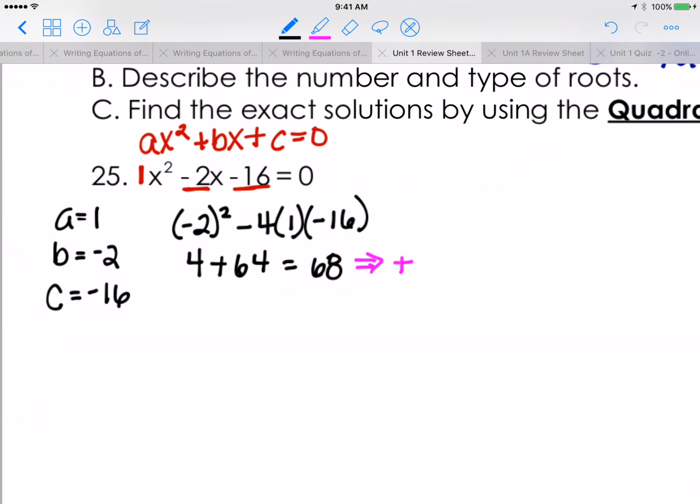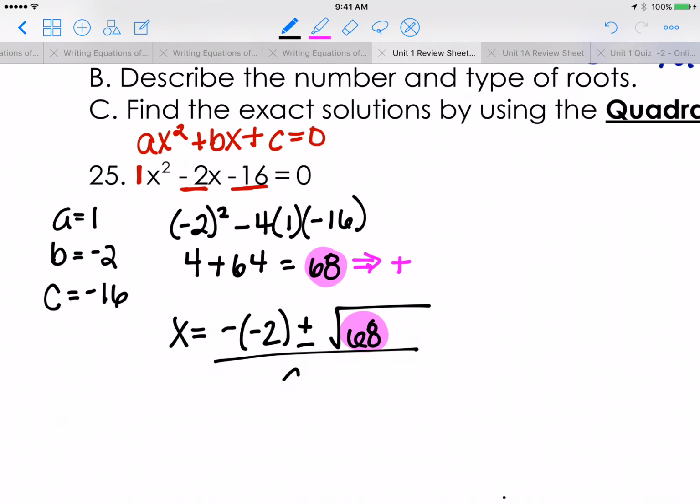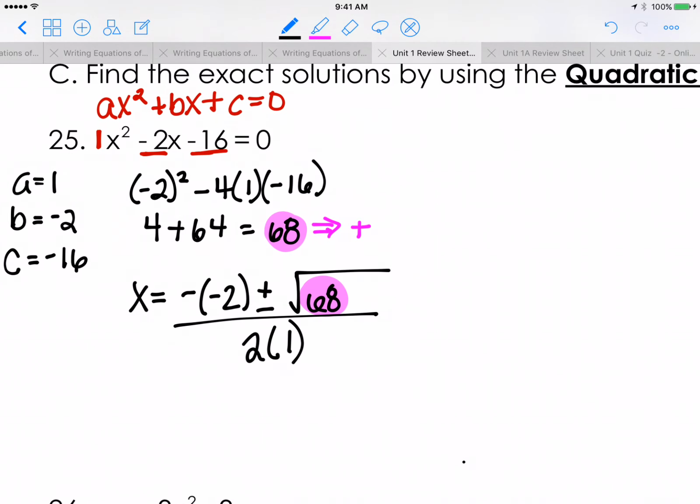So now it says determine the roots, and that's when we use the quadratic formula. So we have x equals negative b, so negative 2, plus or minus the square root of the discriminant. Well, this is our discriminant, so it goes right here: 68, all over 2 times a, and a is 1. So now we solve. x equals positive 2 plus or minus the square root of 68, all over 2.